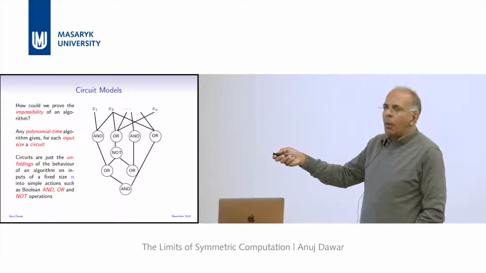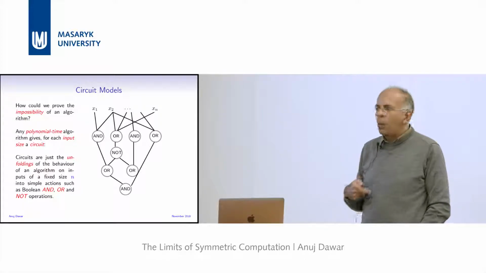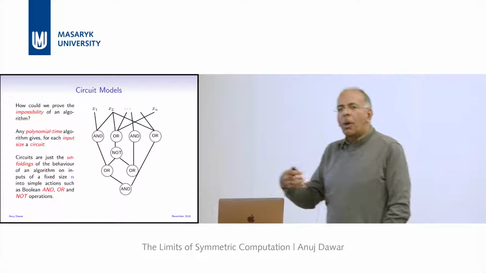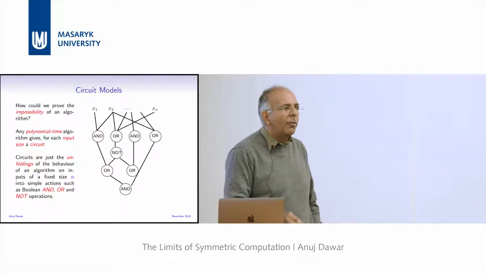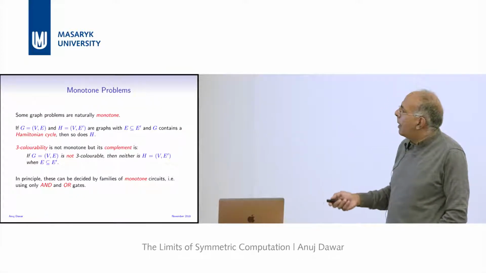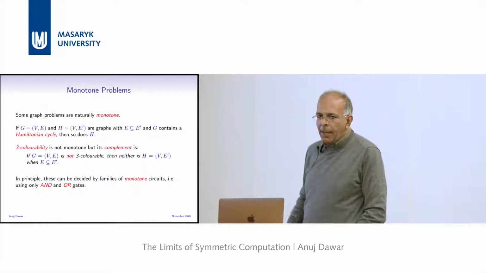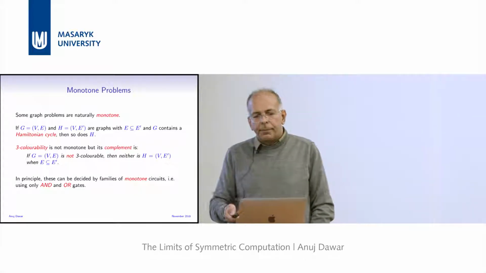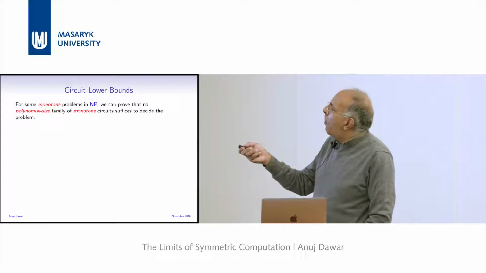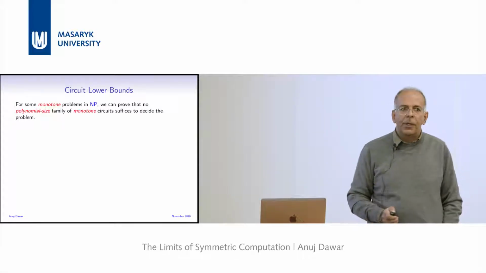Now, AND and OR are monotone functions. Changing their inputs from 0 to 1 cannot make the output go from 1 to 0, but NOT is a non-monotone function. And AND and OR are what are called complete for monotone functions. So any monotone function can be built up using just ANDs and ORs. So in principle, there are families of monotone circuits for these problems. But now we can prove that no polynomial size family of monotone circuits will solve some of these problems.